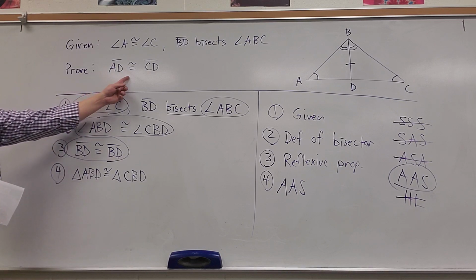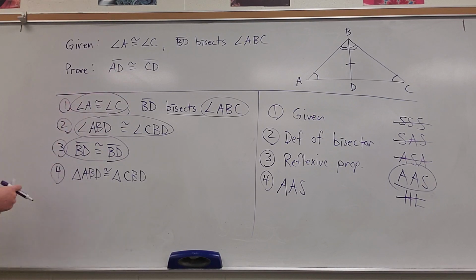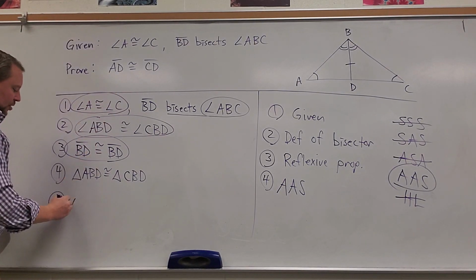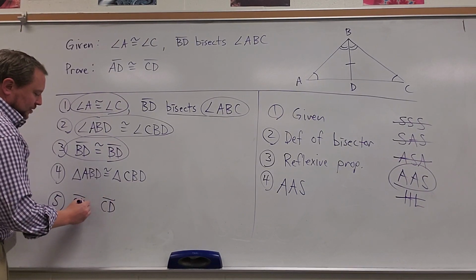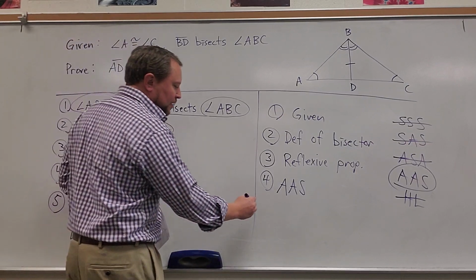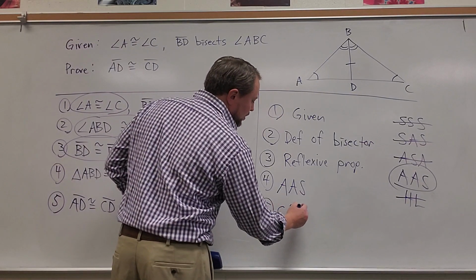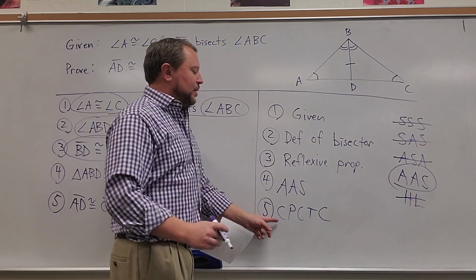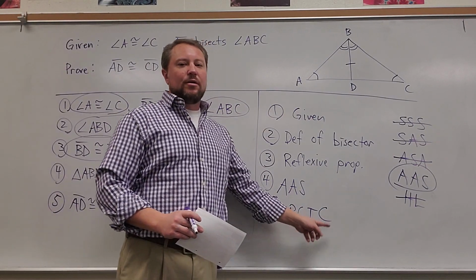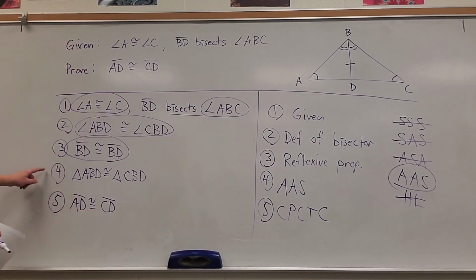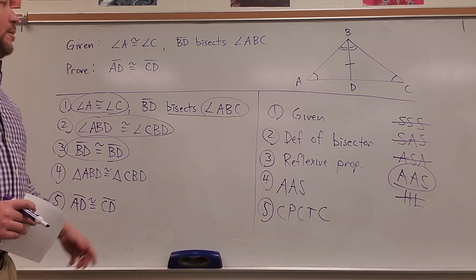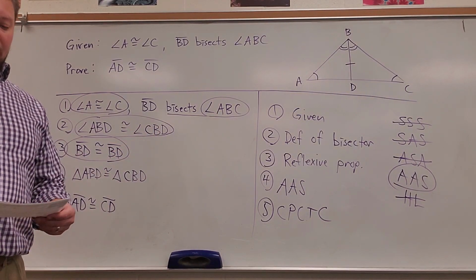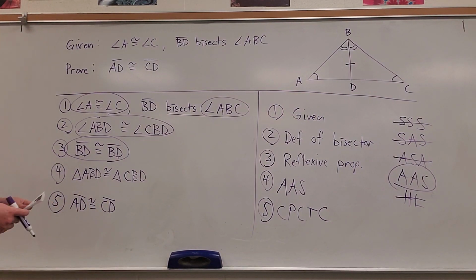And then on this one, I want to prove these parts congruent yet. So I've got one more step. Once I prove the triangles congruent, I can now say the parts are congruent. And remember our reason? It's got 5 letters in it. CPCTC. Corresponding parts of congruent triangles are congruent. Again, you can't use it until you prove triangles congruent first, like we did in step 4. There you have it. There's that proof. And I've got one more I want to try with you before I call it a day.